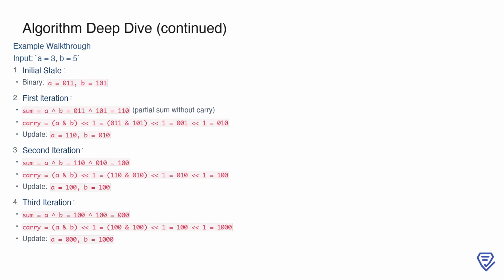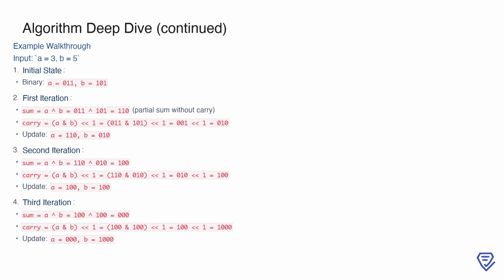Let's walk through an example to see how the algorithm works in practice. Suppose the inputs are a equals 3 and b equals 5. In binary, this is represented as a equals 011 and b equals 101. In the first iteration, we calculate the partial sum using XOR, sum equals 011 caret 101 equals 110. This gives us the addition result without the carry. Next, we calculate the carry using AND and left shift, carry equals 011 AND 101, left shifted by 1, equals 0011 left shifted by 1, equals 010.